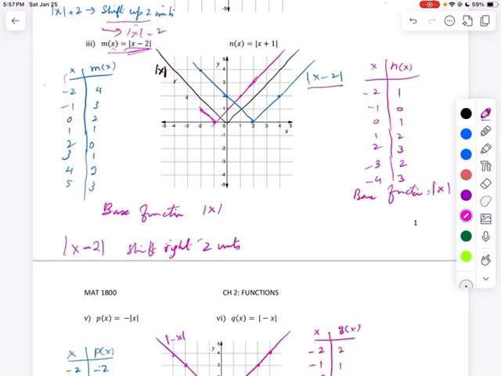So now I can send this over here. So now what happened? It looks like the graph shifted 1 unit to the left. So this thing: shift left 1 unit.